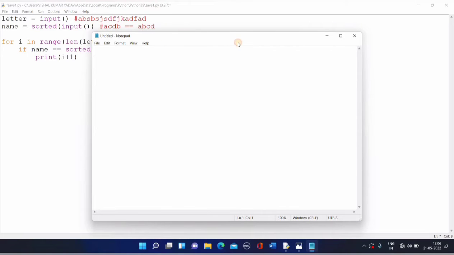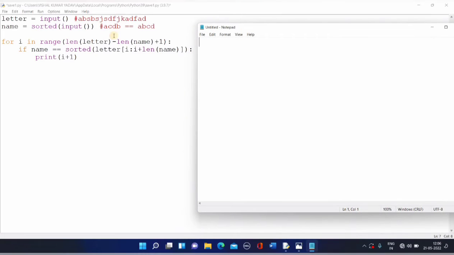So see, over here you can see that I have started my for loop. My for loop is starting from 0 and it will be going up to length of letter minus length of name plus 1. Now why is it so? The reason behind this is written over here.